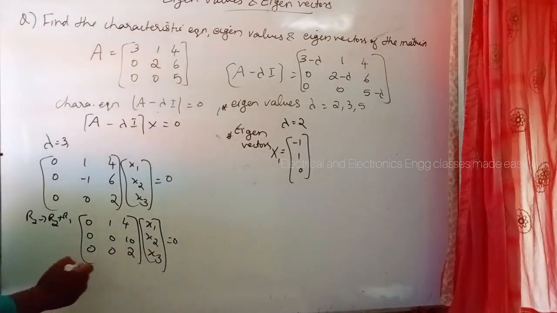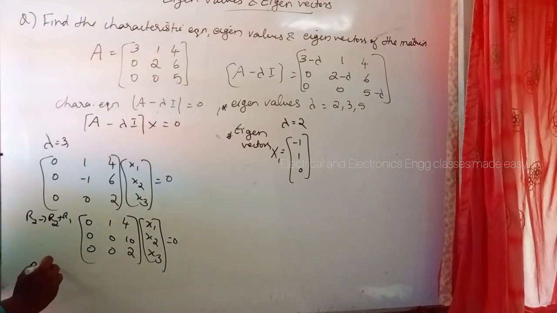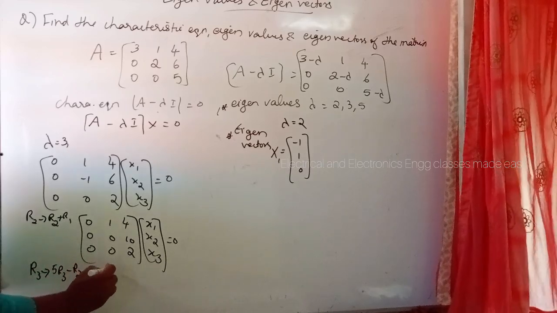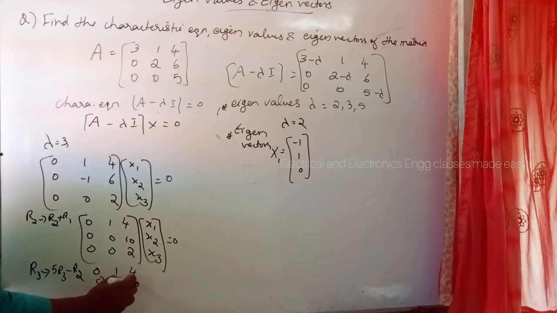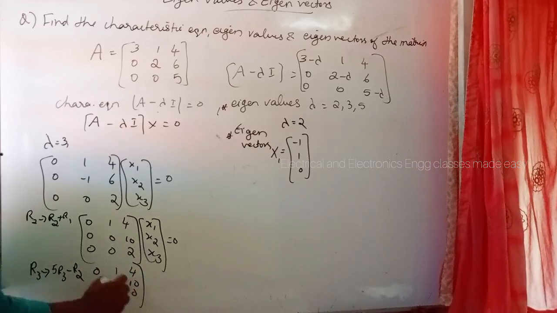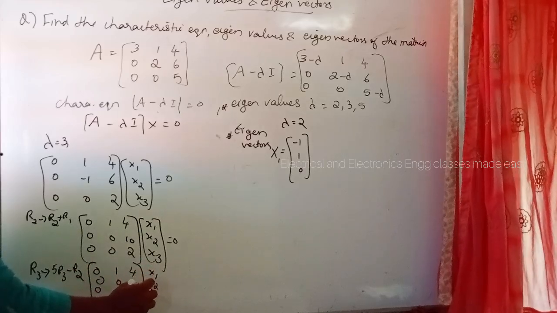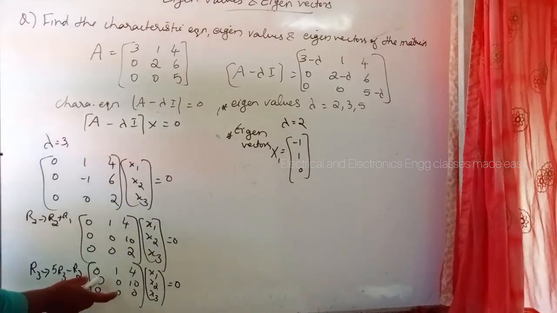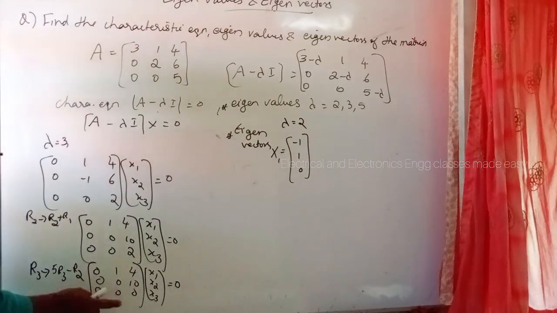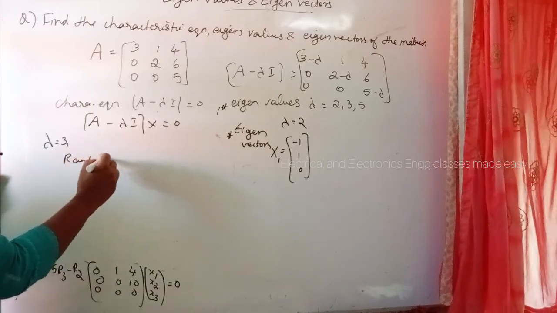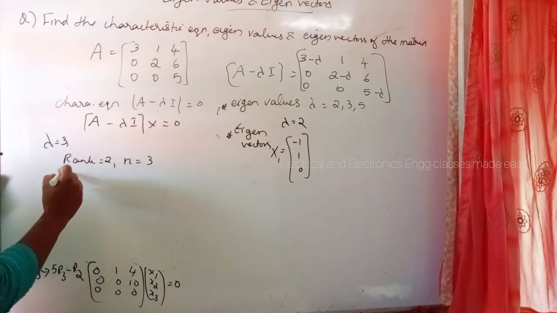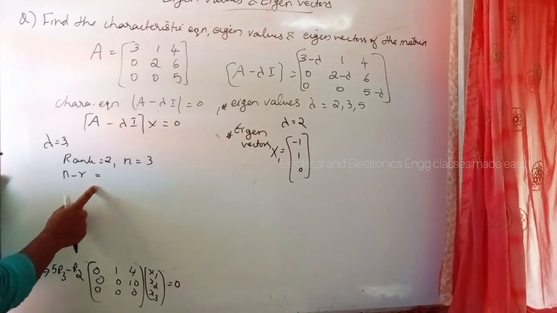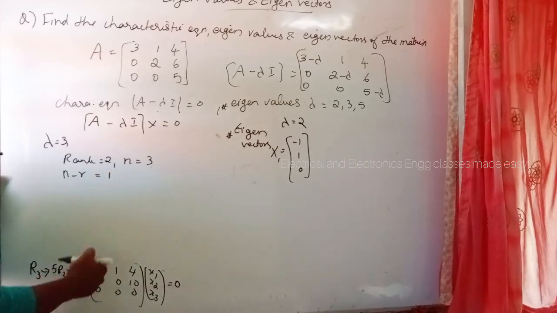Now we can make this element 0, that is R3 implies 5 times R3 minus R2. So 0, 1, 4, 0, 0, 10, 0, 0, 0 into x1, x2, x3 equal to 0. Now what is the rank of this matrix? So the rank of this matrix is 2, and the number of unknowns is 3. So we have to assume values for n minus r variables, that is one variable.